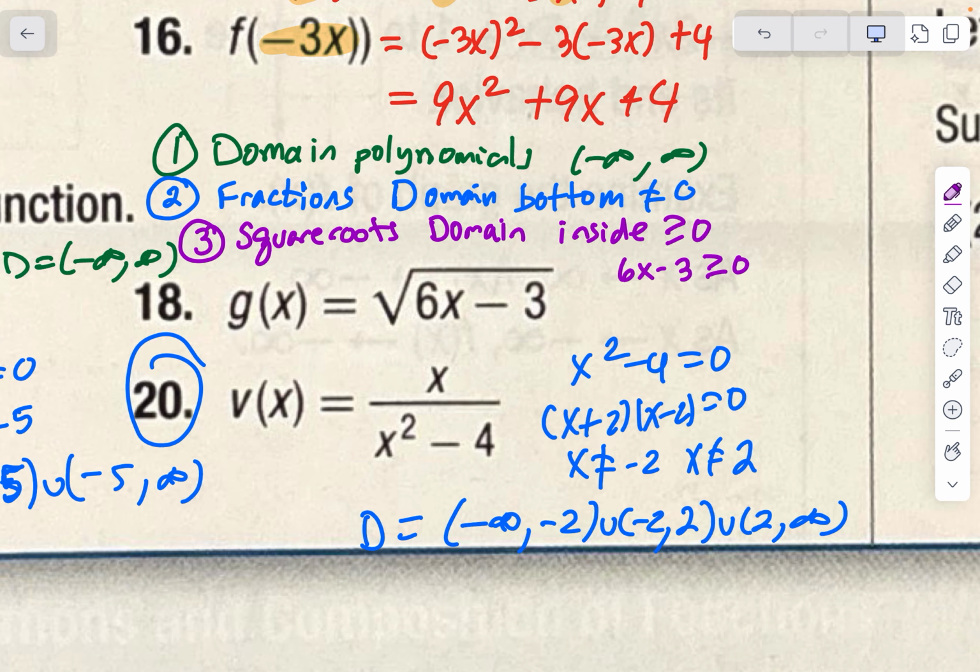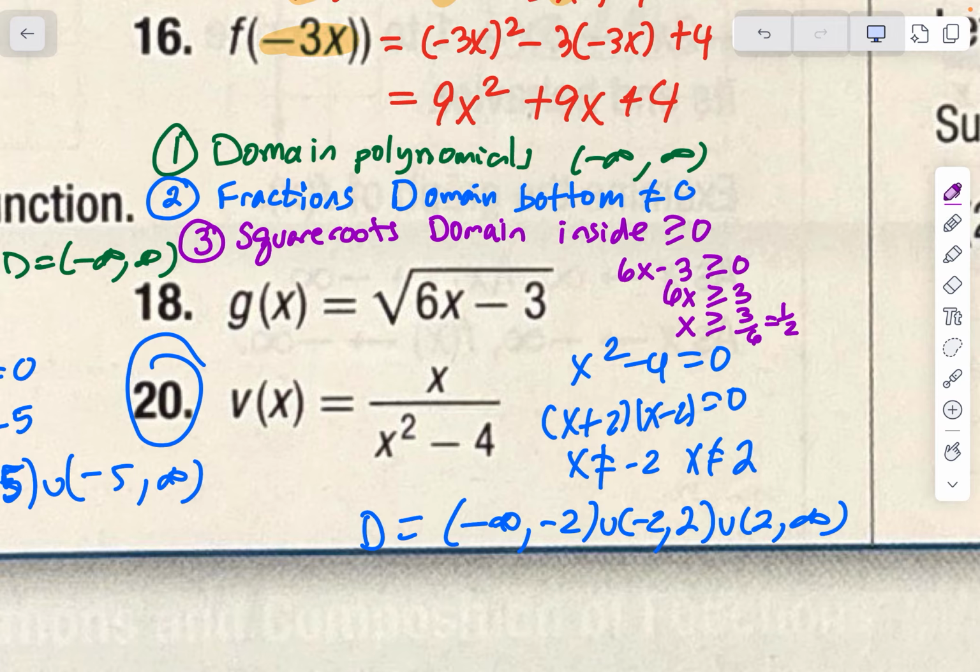Now you're just doing inequalities there. Here's the main rule for inequalities: if you multiply or divide by a negative, flip the sign. Otherwise, there's really no other rule to worry about. So this would be 6x is greater than or equal to 3. So x is greater than or equal to 3/6, or 1/2.